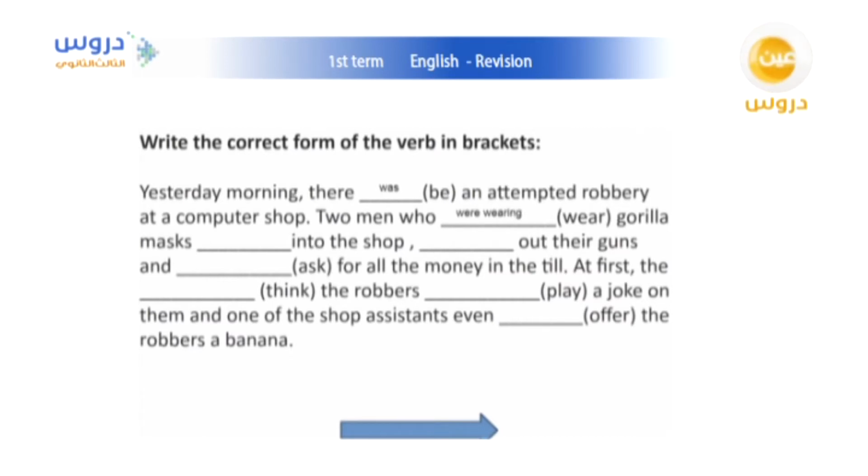You are doing great, Isra Saeed. This is a star for you. You deserve this star. They were wearing gorilla masks into the shop, pulled out their guns and asked, because there are no verbs here. I'm going to ask you about ask. What can we add here? Here we have to add the word run, but it's not mentioned here. Run into the shop, pulled out.